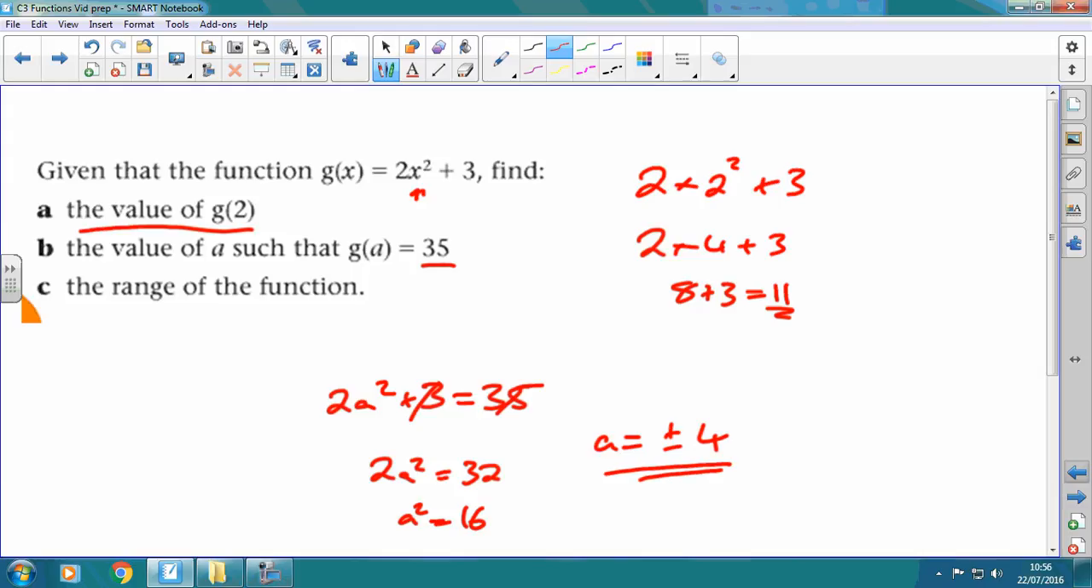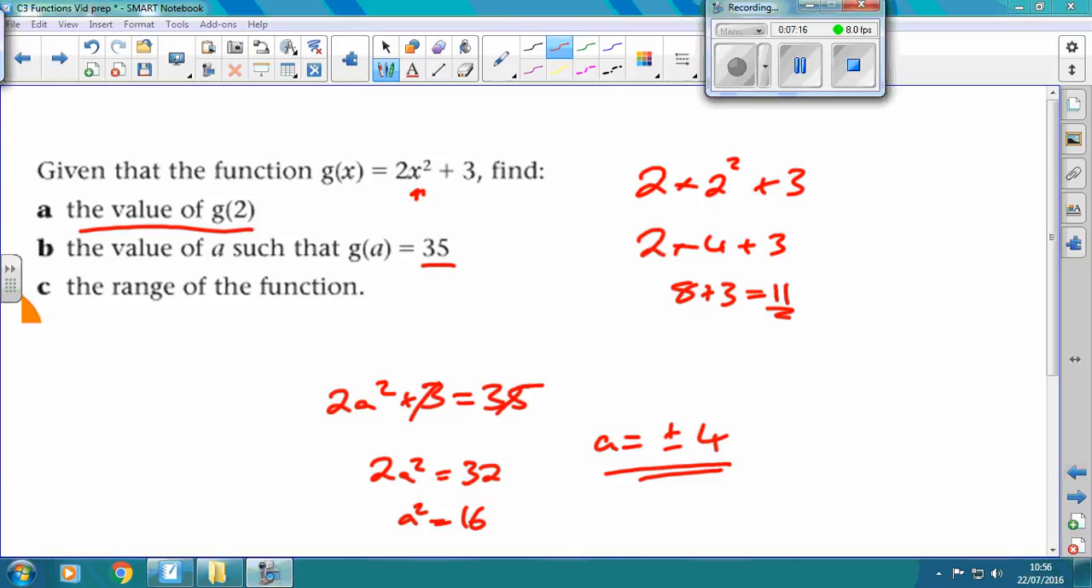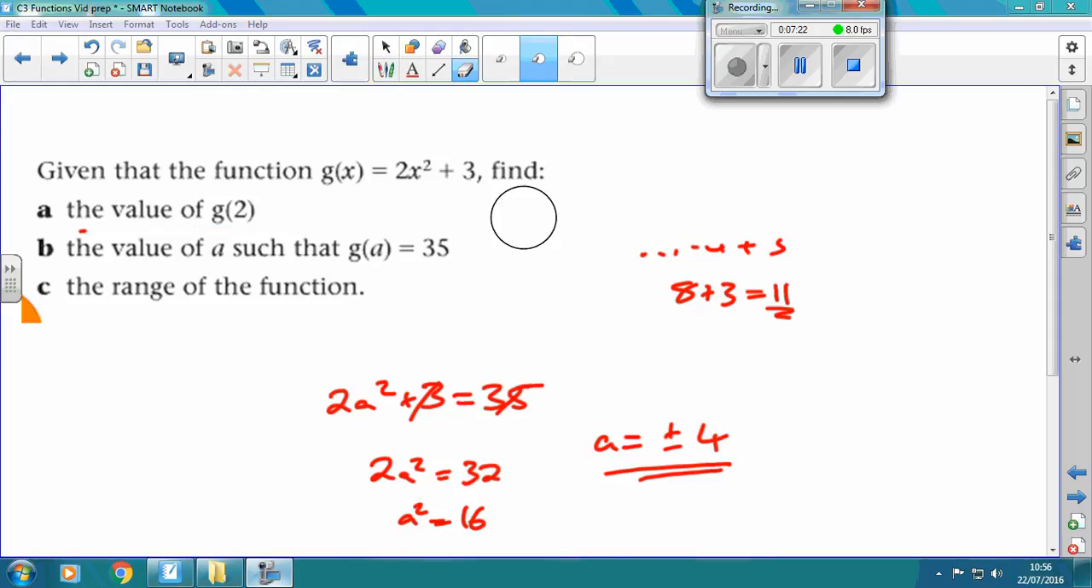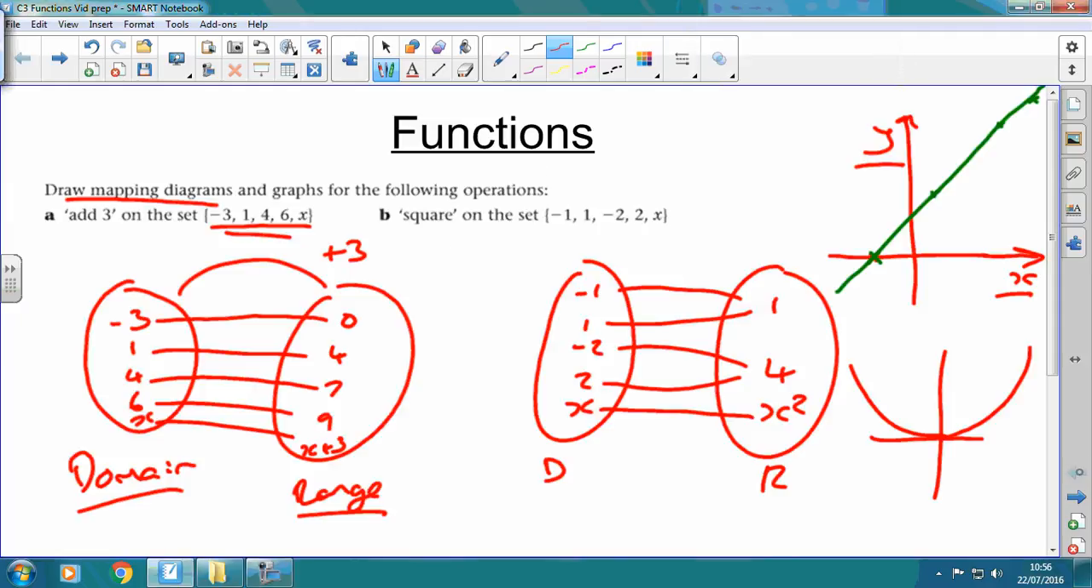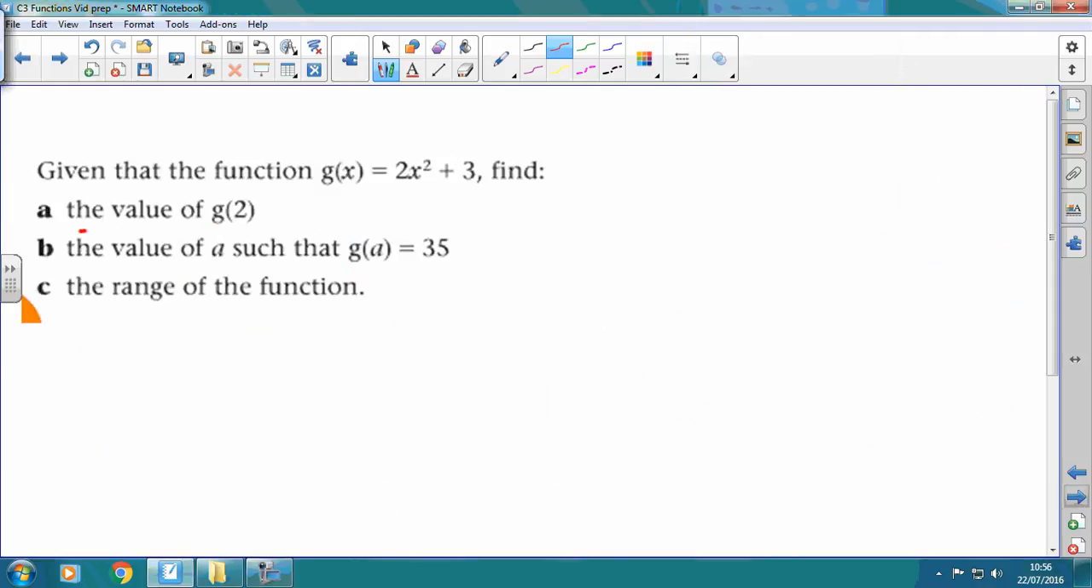Right, so let's get rid of this stuff here. There is a button which means I can get rid of everything that's on the screen. I can't find that for the moment, so let's just rub it out. Okay, so the range of the function. So as we said in this bit here, range is all the y values. So let's have a look at how this looks when we sketch it.